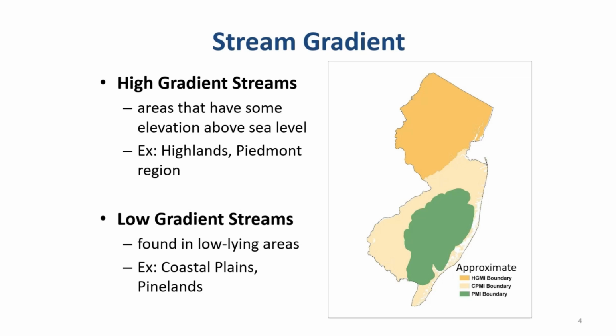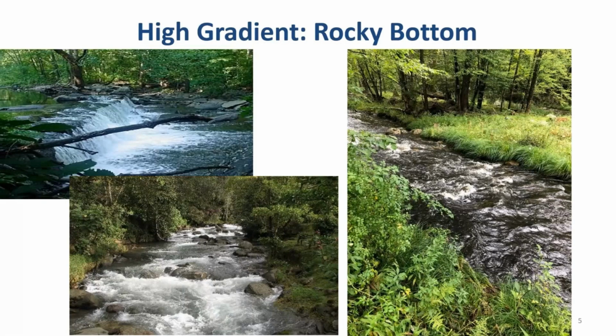Again, to review, high gradient streams have some elevation above sea level, and this includes the highlands and the Piedmont region of the state. The low gradient streams include the coastal plain region and the Pinelands. Here are some photos that illustrate what a high gradient stream might look like. Sometimes we call them rocky bottoms because they usually do have a rocky bottom.